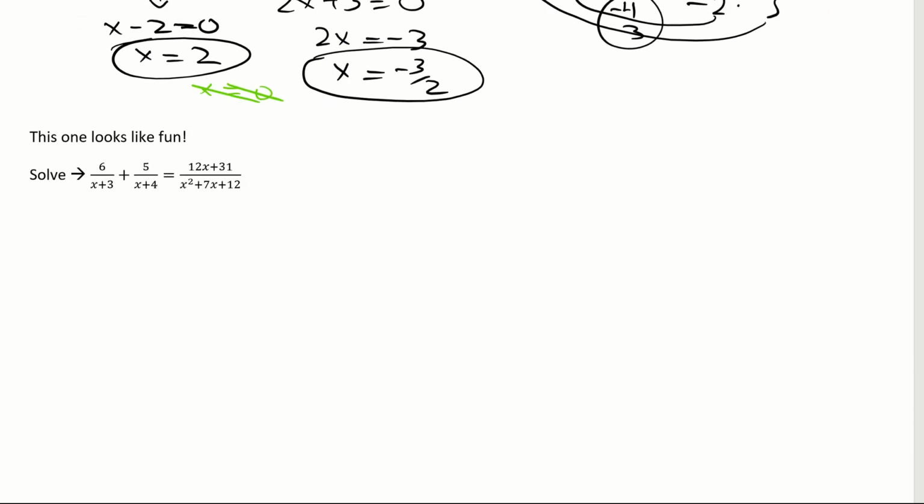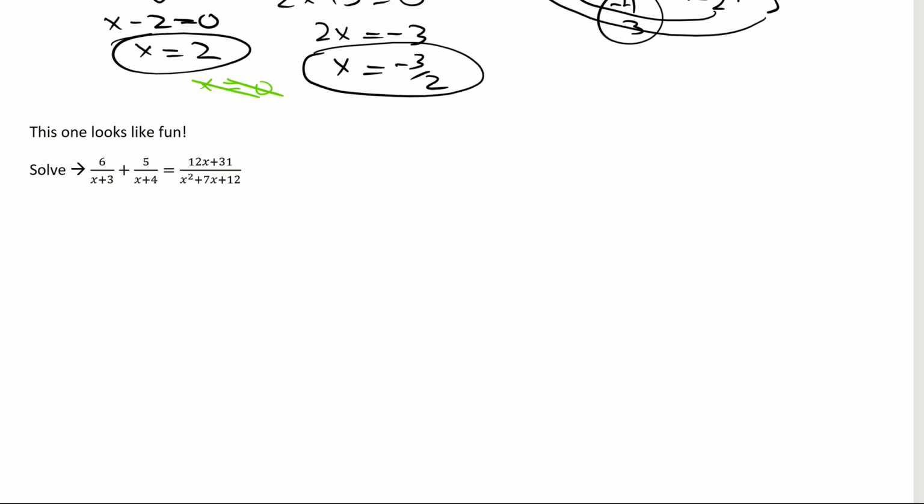Okay, we got one more. This one looks like fun. Who said that? Must be a math guy.